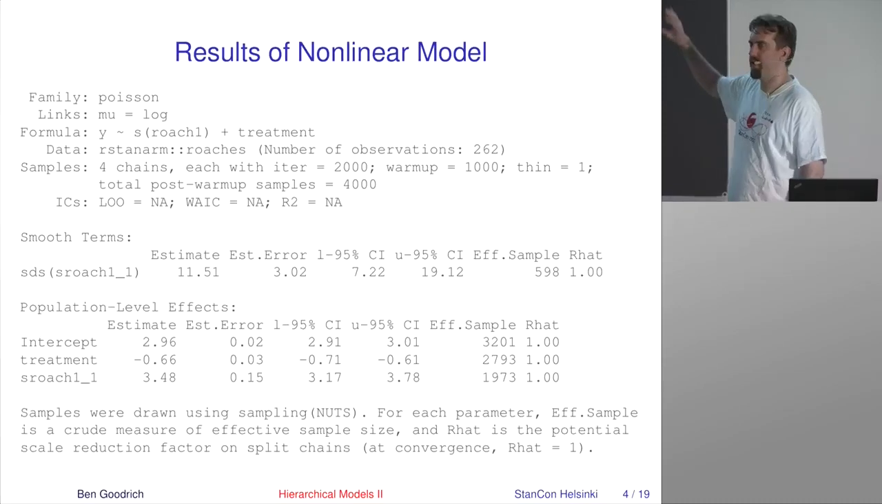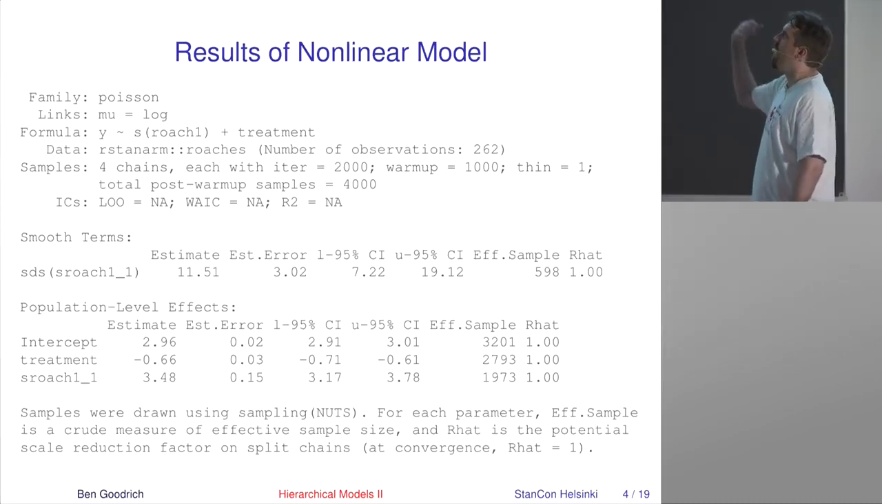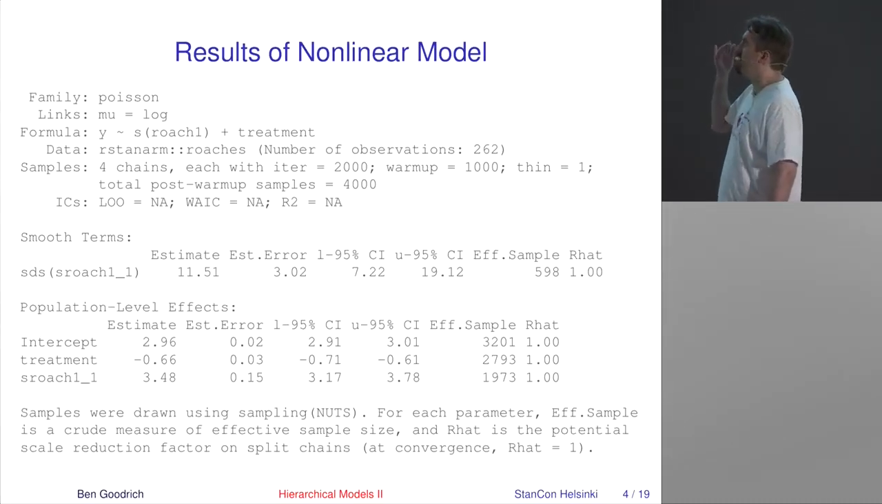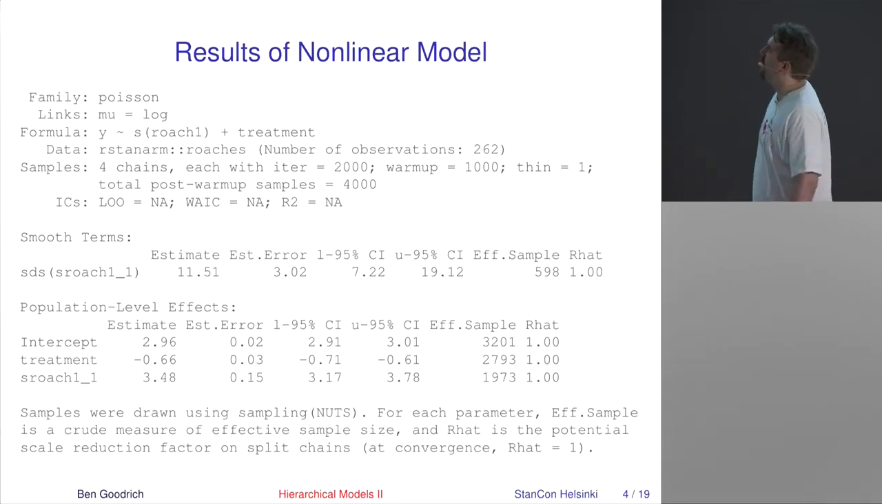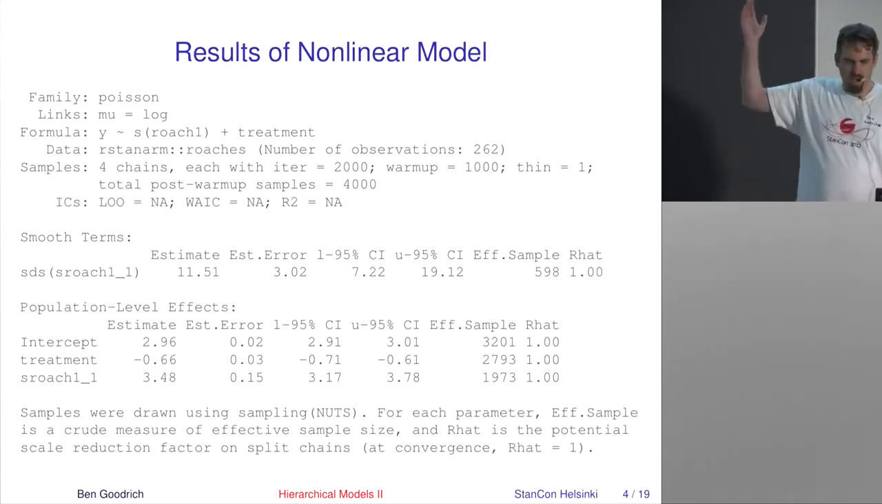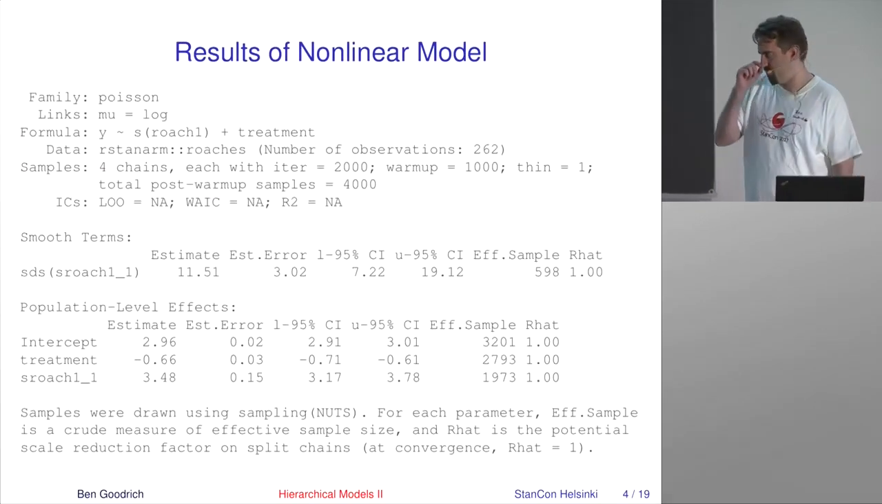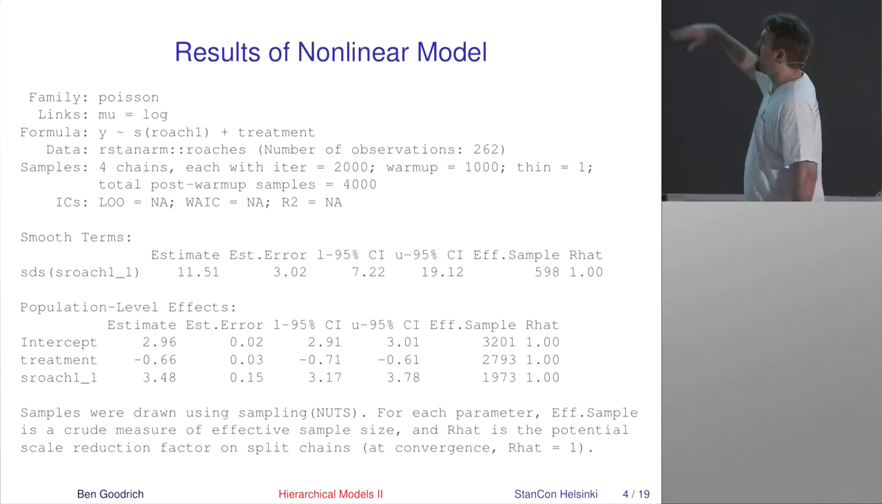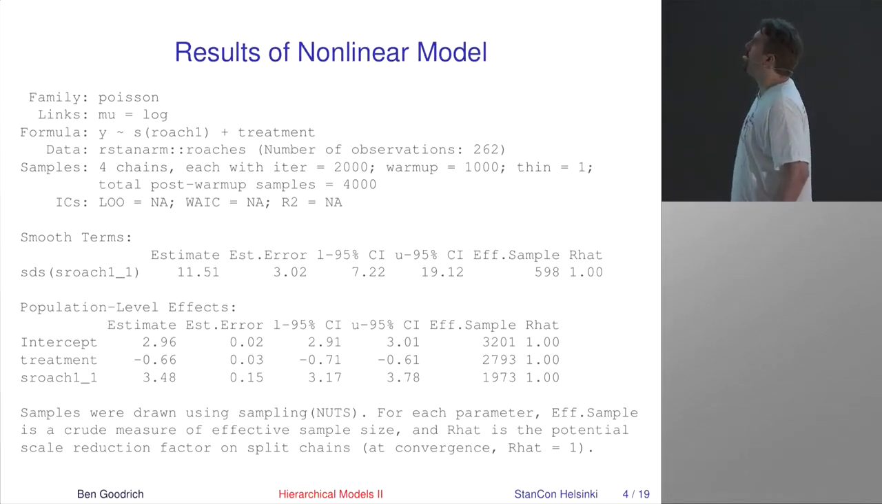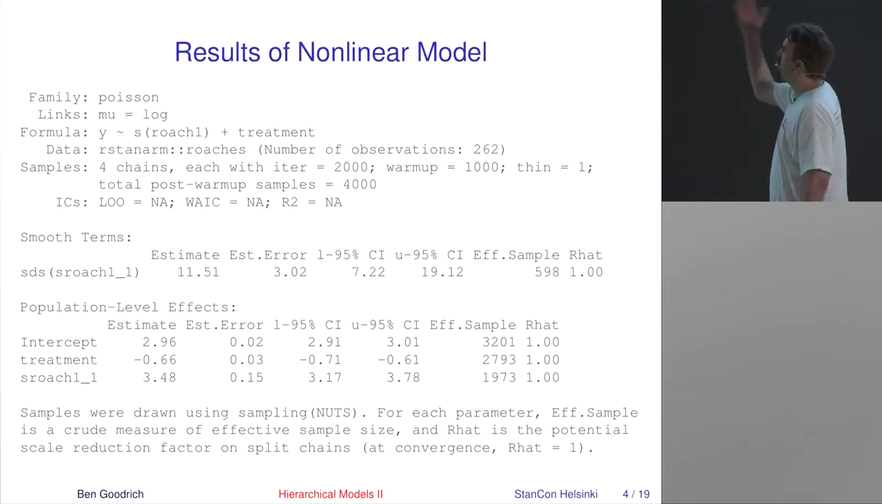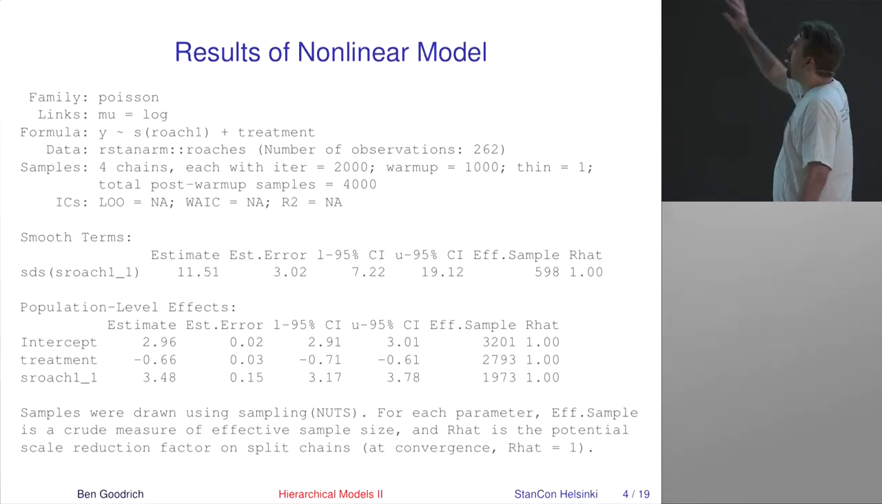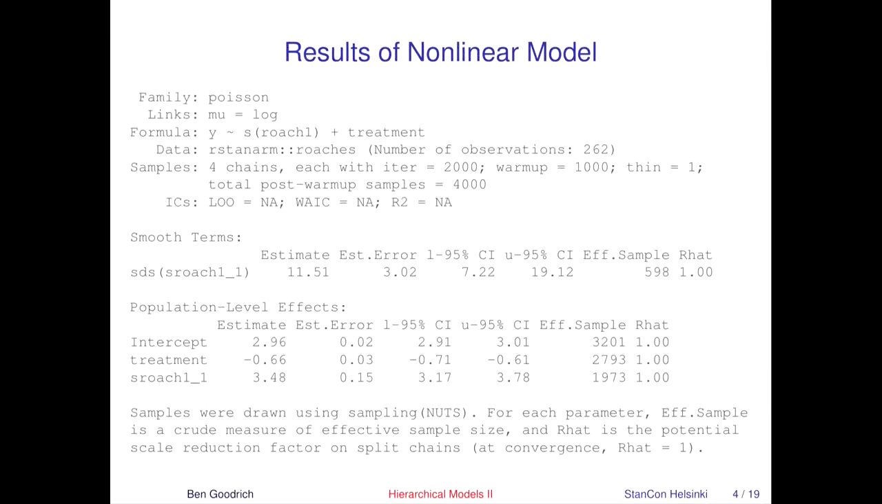Anyway, it'll take 30 seconds or so to compile, and then like 2 seconds to obtain the output, which can be summarized like this if you just do print or a summary of something produced by BRM. We see a bunch of stuff at the top about what model was estimated. We have at the bottom a section for what is called population level effects.